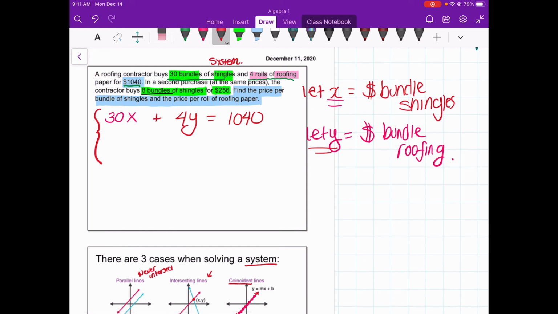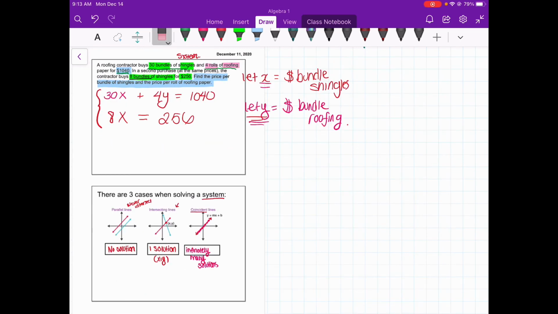Then they give you more information. They say the contractor buys 8 bundles of shingles on another purchase for $256. But it doesn't say anything about the roofing, so there's not going to be a Y in this equation. It's going to be the 8 bundles of shingles times the price for shingles, which is X, is equal to $256. So we're not going to graph this one for the sake of the length of the video.